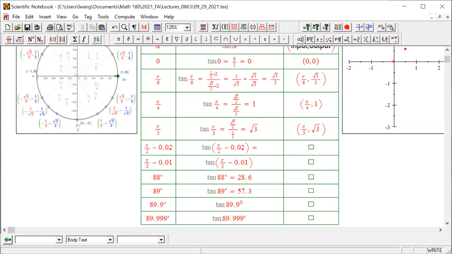And tangent 89.9 degrees, we get this number. What do you see? 89.999. That number is huge. Obviously, you guys like degrees, but that's okay. Either one should show us the same pattern, okay? So if you don't like to do the radian for now, that's okay, right? So just look at the degrees.